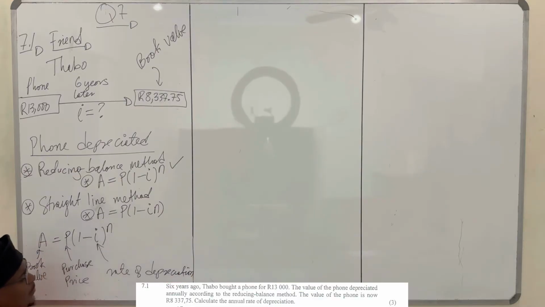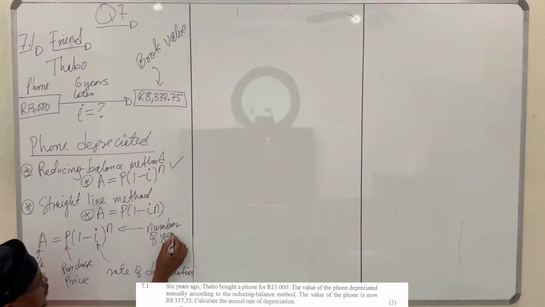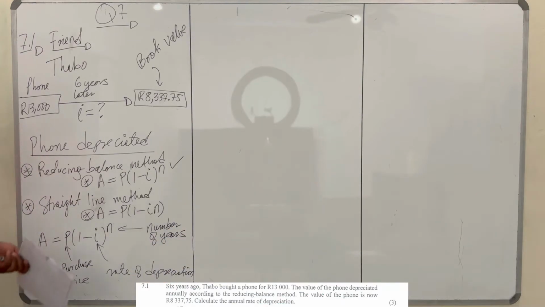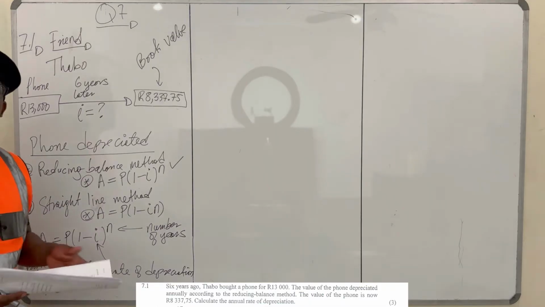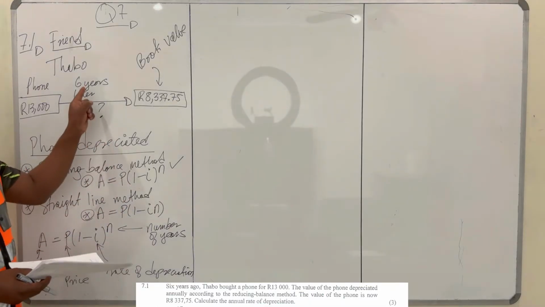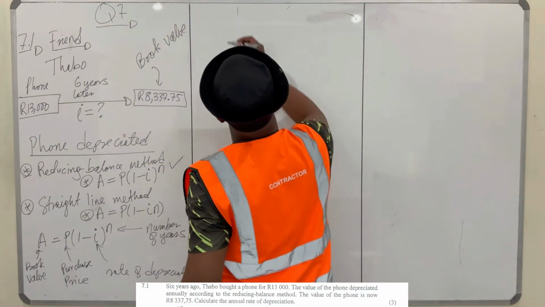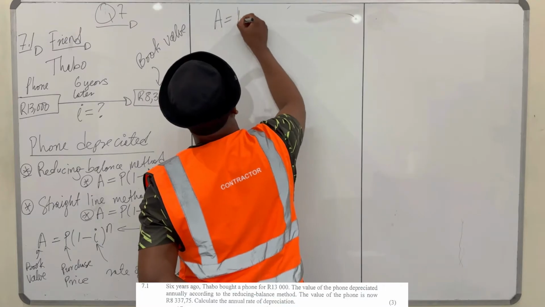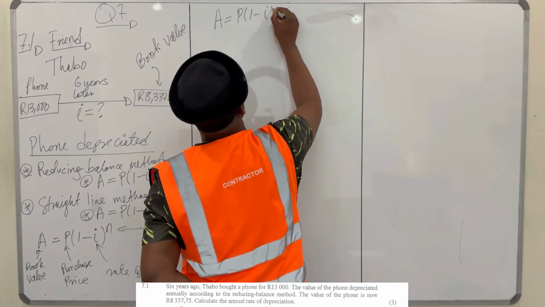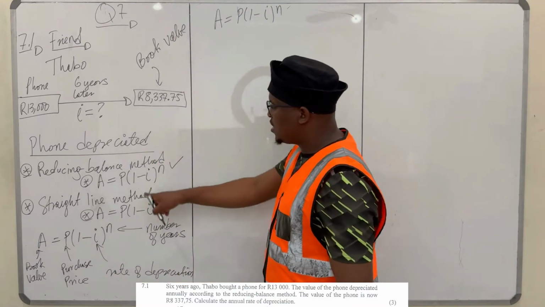So what is I? I is the percentage of depreciation, or the rate of depreciation, and N is the number of years through which this cell phone was depreciating, which is 6,000 in our case. So in our case, A is equal to P into 1 minus I all raised to N. This is the formula for the reducing balance method.